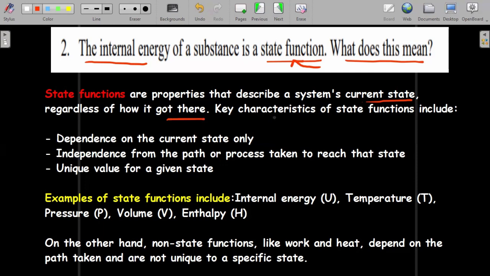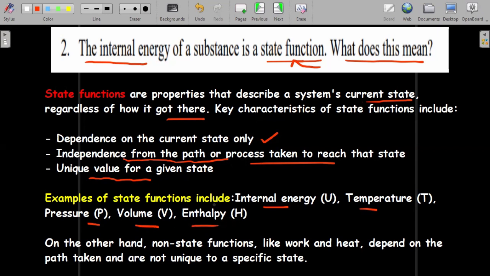The key characteristics of state functions include the following. The first is dependence on the current state only. It is independent of the path or the process taken to reach that state. The other thing is that it has a unique value for a given state. Examples of state functions include the internal energy that we just defined, the temperature, the pressure, the volume, and even the enthalpy. All these are state functions.